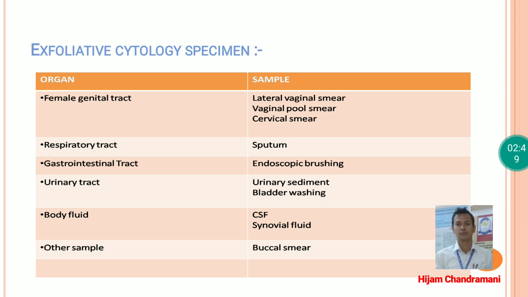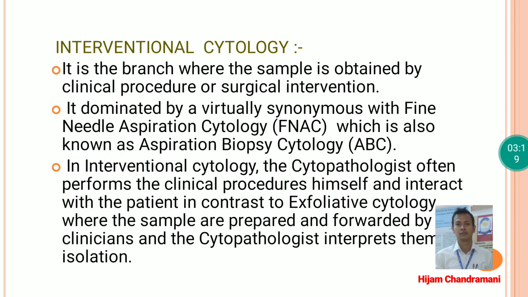For the female genital tract, the sample is collected from the lateral vaginal smear, vaginal pool smear, and cervical smear. In the respiratory tract, we collect from the sputum. For the gastrointestinal tract, we collect from the endoscopic brushing. For the urinary tract, we collect from the urine and bladder washings. For body fluids, we collect from the CSF and synovial fluid. And for other samples, we can do buccal smears.